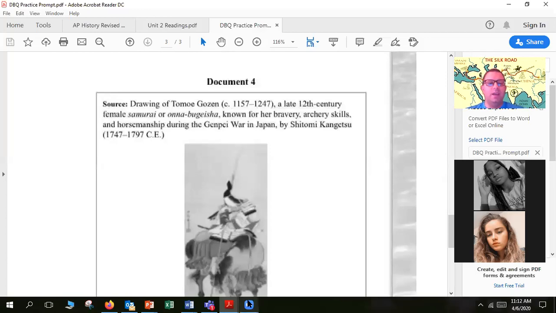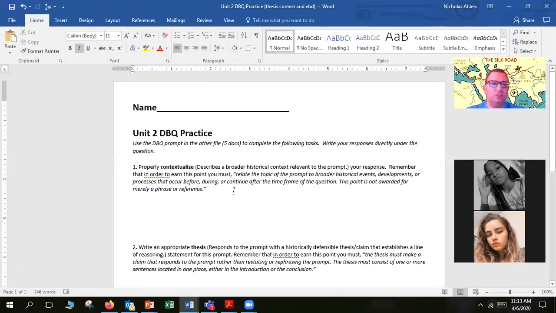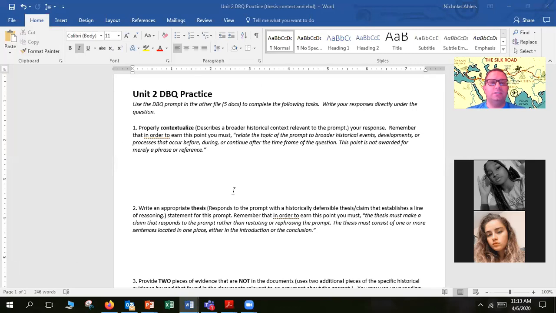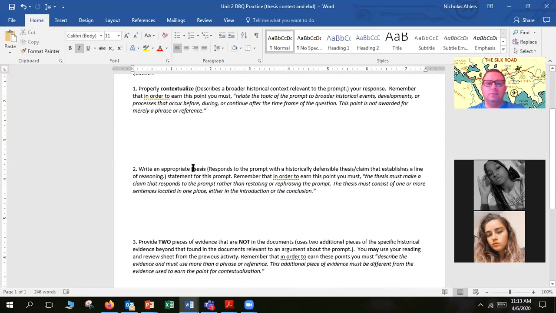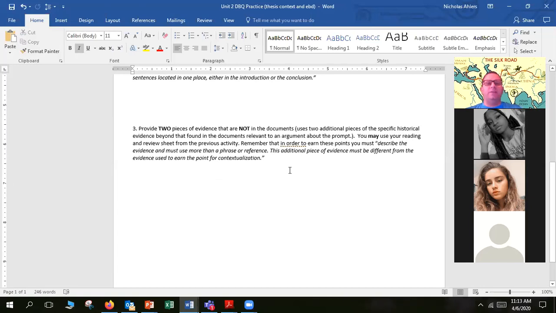And so for this assignment, you're not doing a whole DBQ, okay? All I asked you to do for this particular assignment was to first do the contextualization, okay? And then I explained what you were supposed to do. And then in italics here, this is what the rubric says you have to do. So I want you to come up with your contextualization for that prompt. I want you to write your thesis for that prompt. And then lastly, you have to provide 2 pieces of outside evidence.